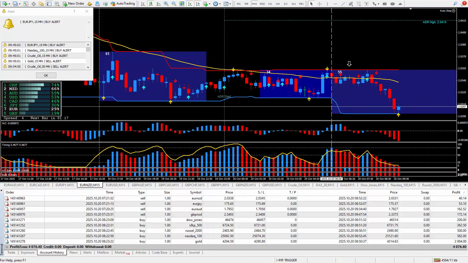Today's date is October the 20th and I'm using my new pip trigger trading system. It has this channel that you see here. It's called the pip trigger. Easy concept. Once you have the gold arrow followed by red arrows, you can sell. And if you're at the bottom, gold arrow, blue arrow, you buy back to the top.